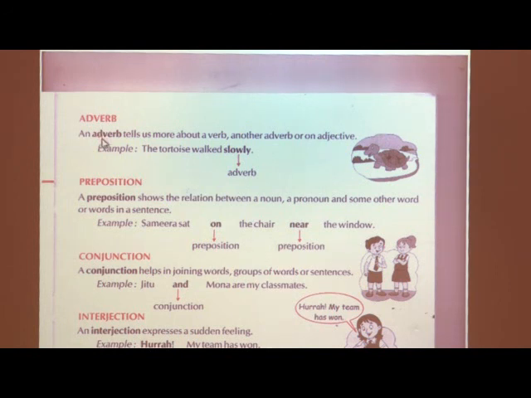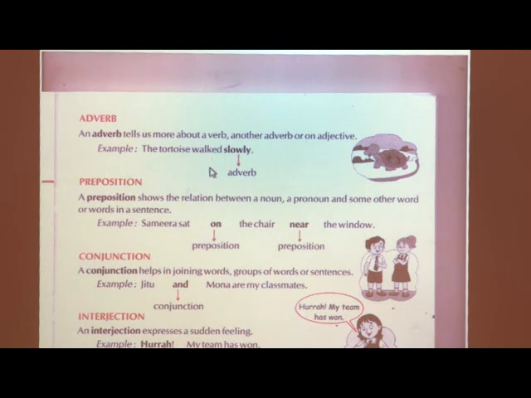Now, for example, here is one example they have given: the tortoise walked slowly. Which is the verb here? Here the verb is walked. But how does this tortoise walk? It walks slowly, meaning it is telling more about this verb, isn't it? The tortoise walked slowly. So in what manner is the tortoise walking? It is walking slowly, so it is telling more about the verb walked.